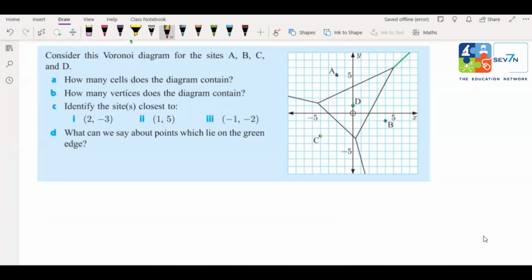How many cells does the diagram contain? You tell me first. How many cells are there? Ma'am, can I see the definition? Absolutely.